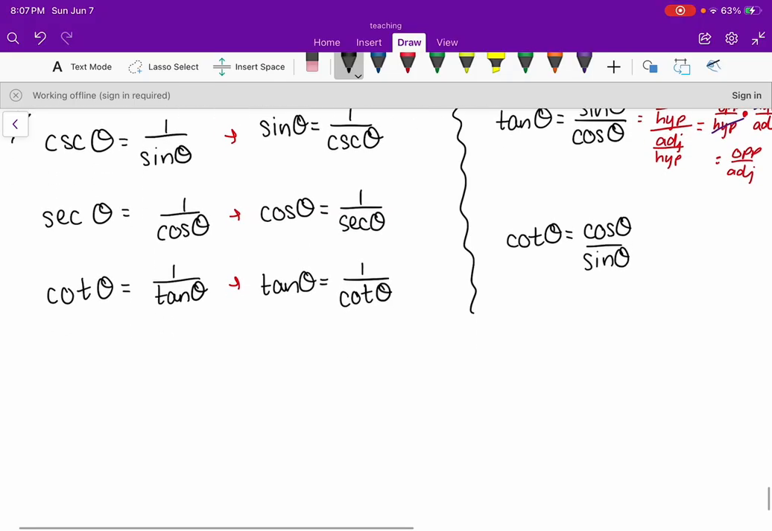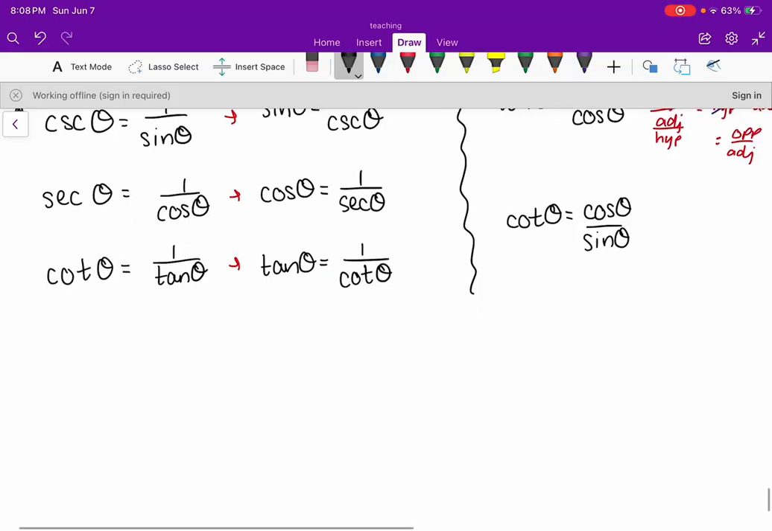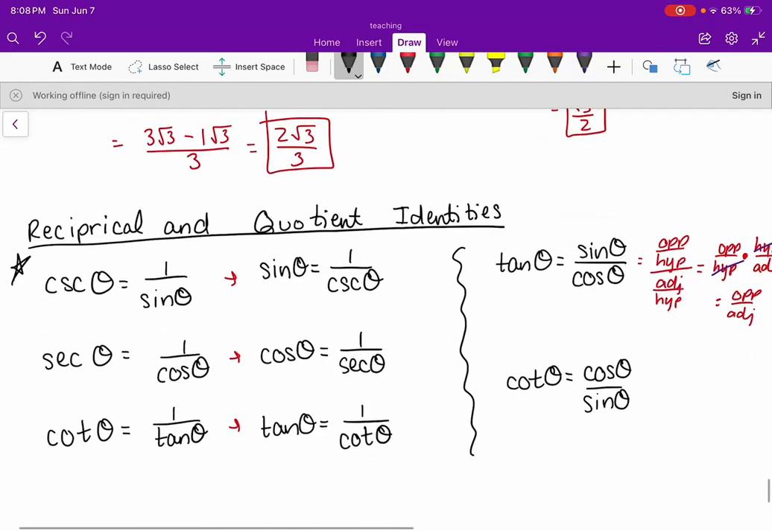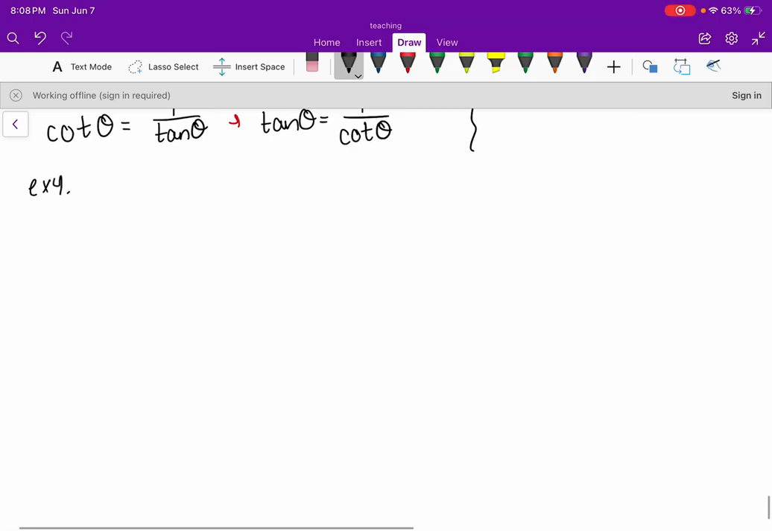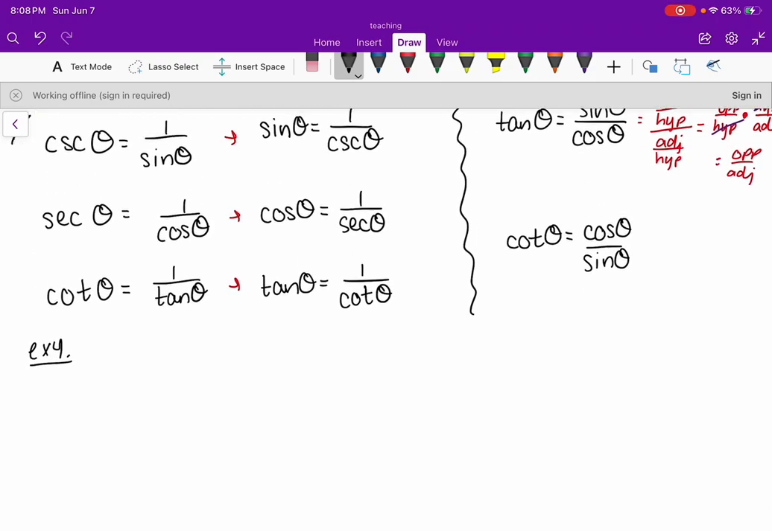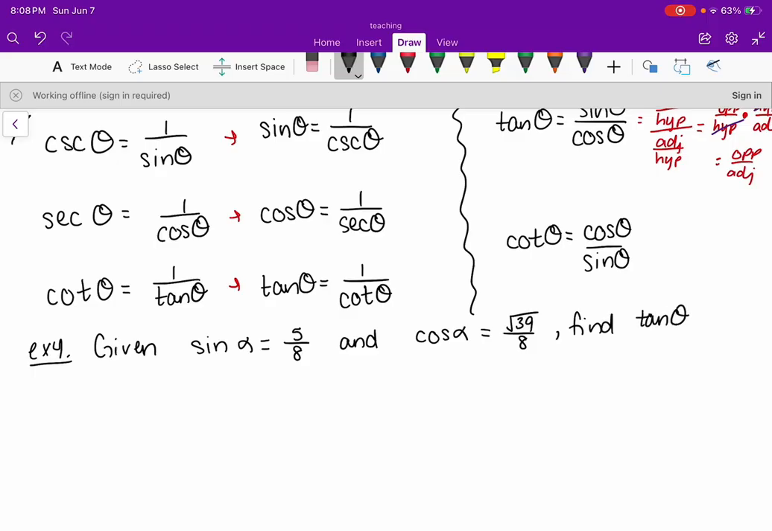Let's go ahead and do a few more examples. So this one, let me see what number we're on. Okay, this will be example 4. I want to use some of these identities for us. This says, given sine of alpha equals 5 over 8, and cosine of alpha equals square root 39 over 8, find tangent theta using identities.